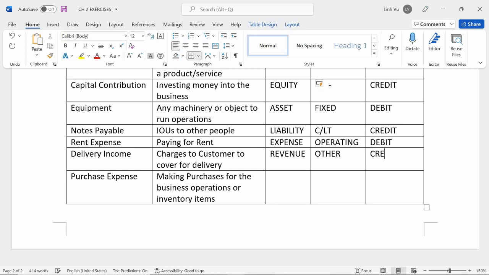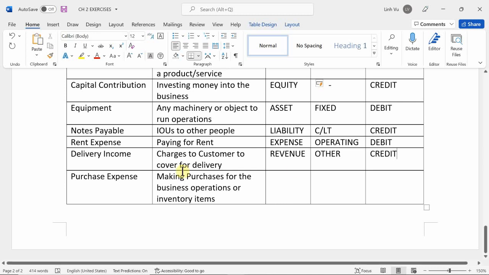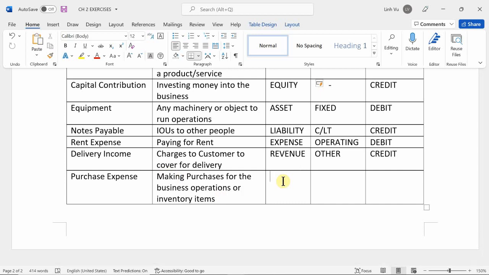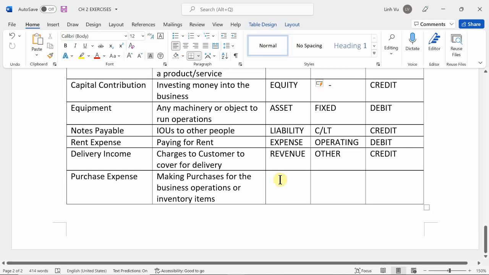Credit. Okay. And then last but not least, we have purchase expense, when you make purchases for the business operations or for inventory items. Asset? No. What is different between when we purchase something, an item, and this one? Is it the same asset?